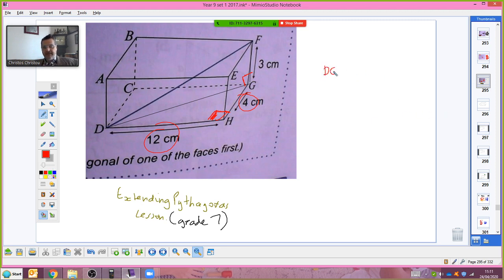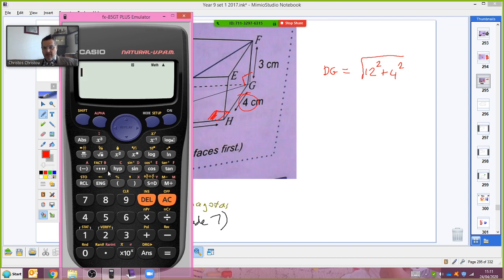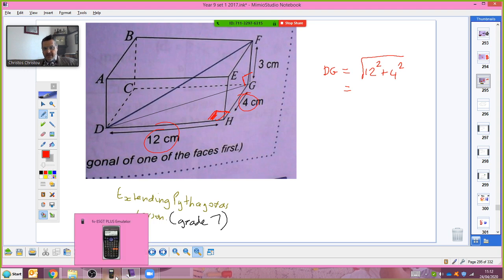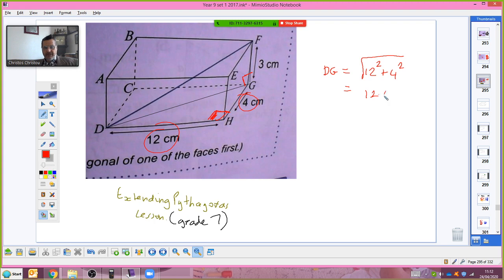So here I go. D to G, being the long side, is going to be 12 squared, plus 4 squared. And then we're going to square root these. Let me just grab a machine, since this is a demo for everyone. So I'm going to have the square root of 12 squared, and then add on whatever 4 squared is. I know we can do this, but let's use a machine. Boom. So I've now got D to G is whatever my machine says, 12.649.